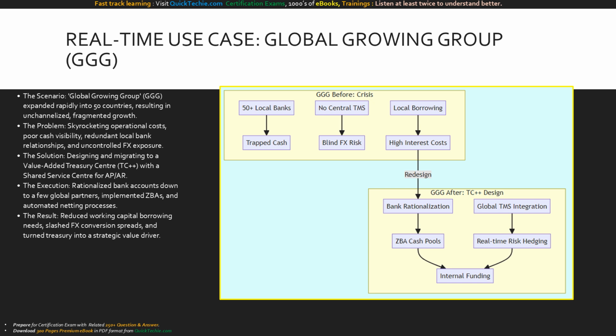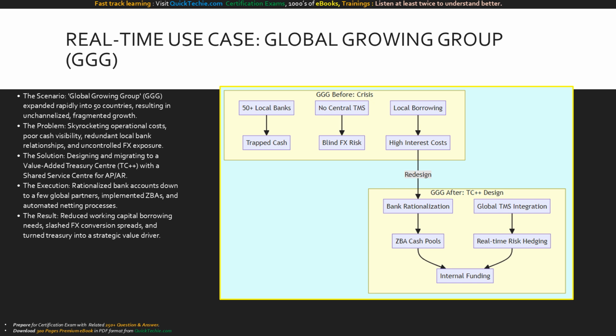This flowchart maps the dramatic turnaround of the Global Growing Group. Look at the top section, GGG before. It was a crisis state. They were dealing with 50+ local banks, which led directly to the trapped cash node. Because they had no central TMS, they suffered from blind FX risk. And because subsidiaries couldn't share cash, they engaged in local borrowing, driving up high interest costs.